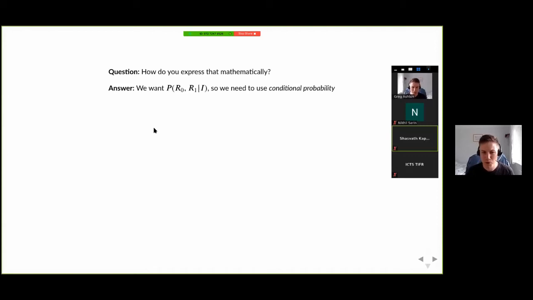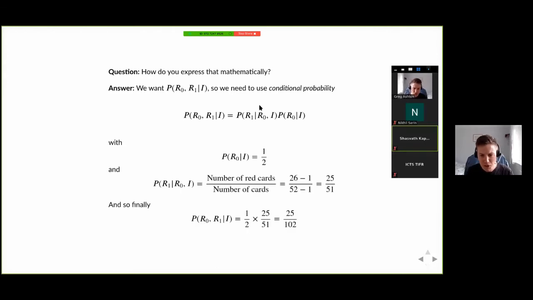Well, what we actually want here is this statement: probability of a red card on the 0th draw and a red card on the first draw. And we can just use this idea of conditional probability, which says that the probability of red on the 0th draw and red on the first draw is this product of 2 terms. And this is exactly what you intuitively did when you multiplied those 2 terms just before. So you plug that all in, and you end up with the answer 25 over 102. Okay, that's nice and easy, right?